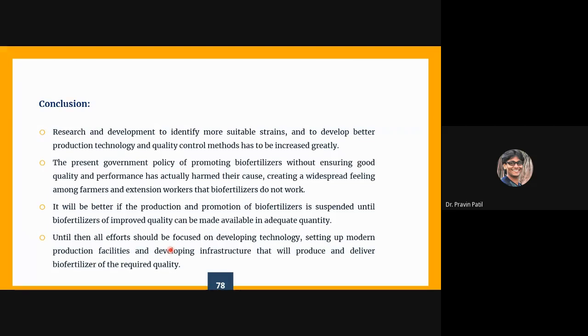The present government policy of promoting biofertilizers without ensuring good quality and performance has actually harmed their cause, because even though they are providing the grants, they are not monitoring the quality. There is no quality assurance. So even when people get the grants and start putting up plants, the fertilizers do not have the quality which is expected, which is anticipated. If the anticipated quality is not there, ultimately it will never find wider adoption.